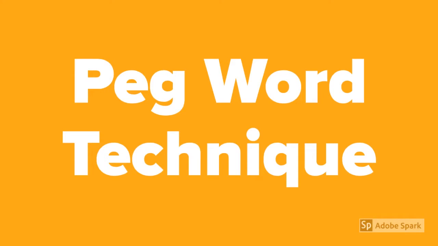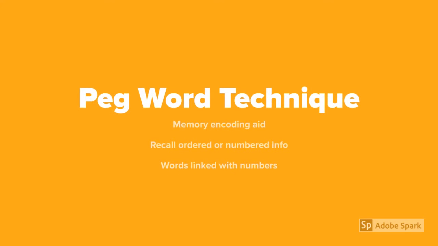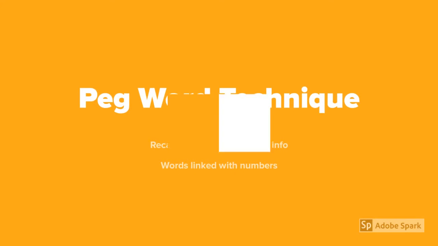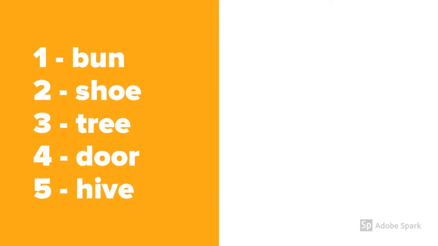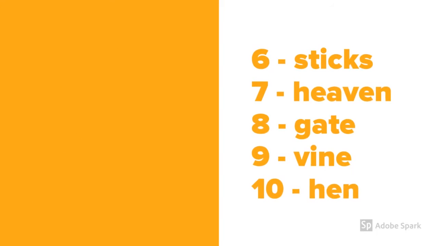This is the pegword technique. The pegword technique is a memory encoding aid used to recall ordered or number information using words linked with numbers. For example, 1 is bun, 2 is shoe, 3 is tree, 4 is door, 5 is hive, 6 is 6, 7 is heaven, 8 is gate, 9 is vine, and 10 is hen.